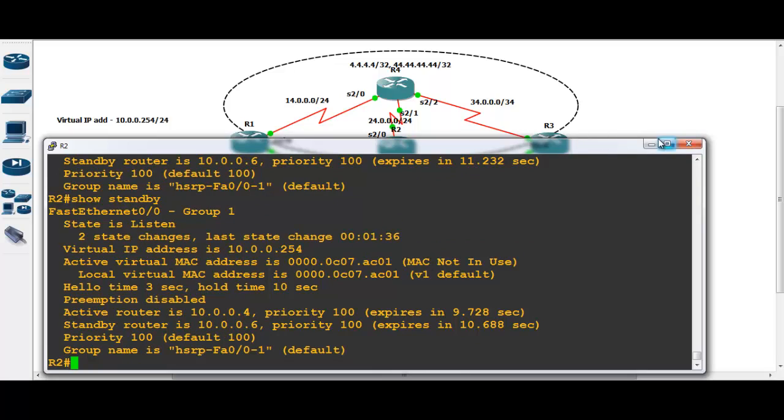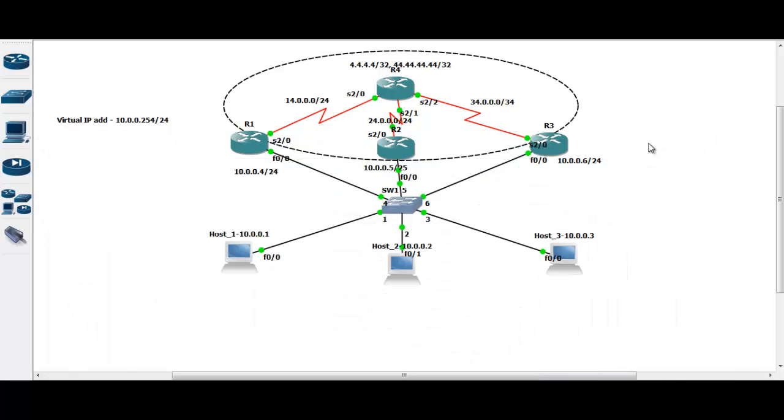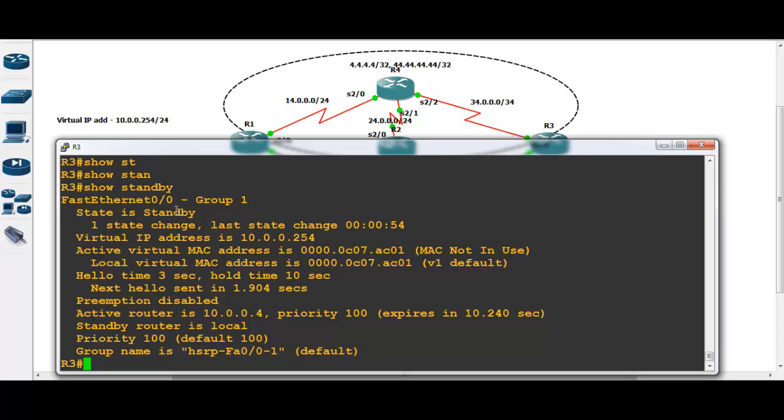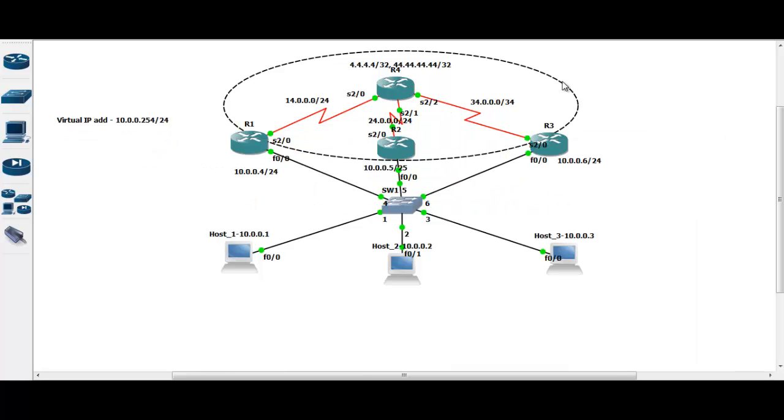There will be one active, one standby. All the other remaining routers in the group will be in listening state only. They don't go to standby. The standby is the next biggest. So between these two there was a competition, because I enabled R3 very fast. As soon as I finished R2, within 10 seconds I enabled R3. So R3 won the election and took the role of standby, and R2 is in a listening state. It will always be in listening state.